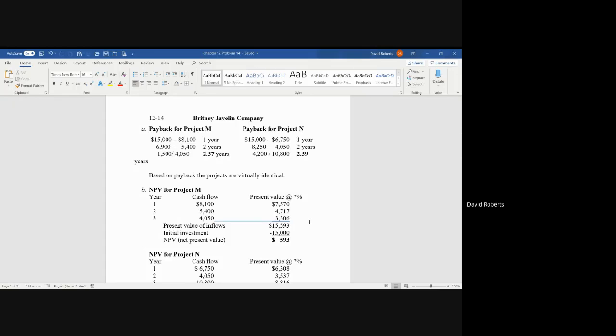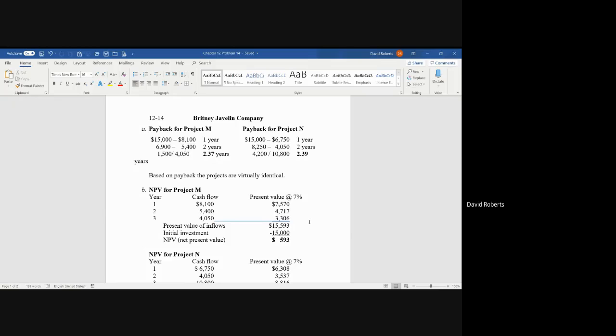So you took the 15,000 minus the 8,100, then take that number, 6,900, minus the 5,400 to get a shortfall of 1,500 entering year 3, or after 2 complete years. In year 3, you get 4,050, so you divide the shortfall at the beginning of the year by the amount of money you're getting during the year.